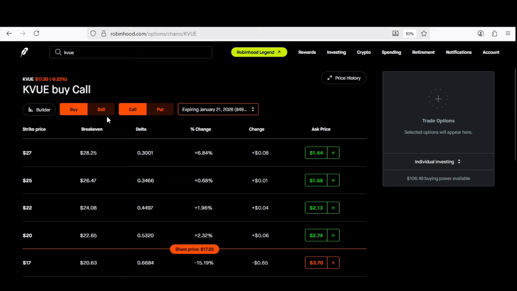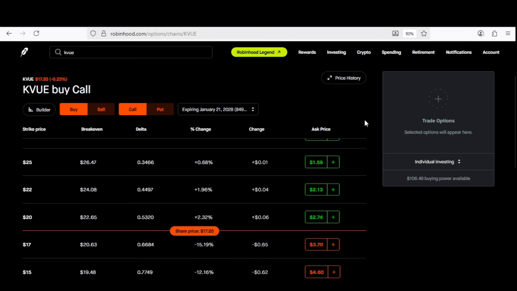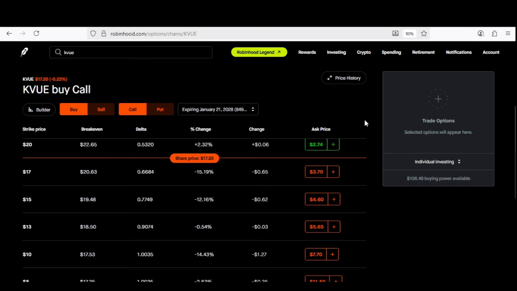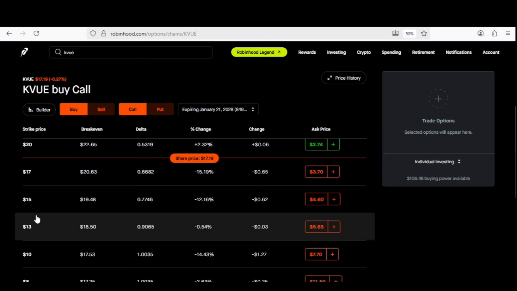So with your buy, with your call, and your long dated expiration date of more than 2 years out, now we're going to go ahead and choose the strike price. The strike price I will be going with is the $13 strike price. The reason I'm going with the $13 strike price, I will show you in a minute. But here's one very important thing about the $13 strike price.